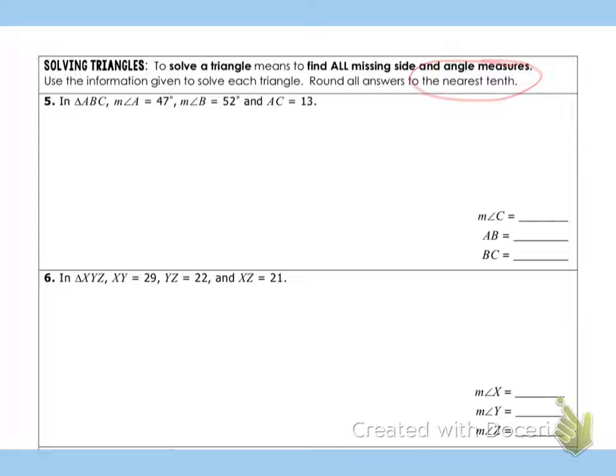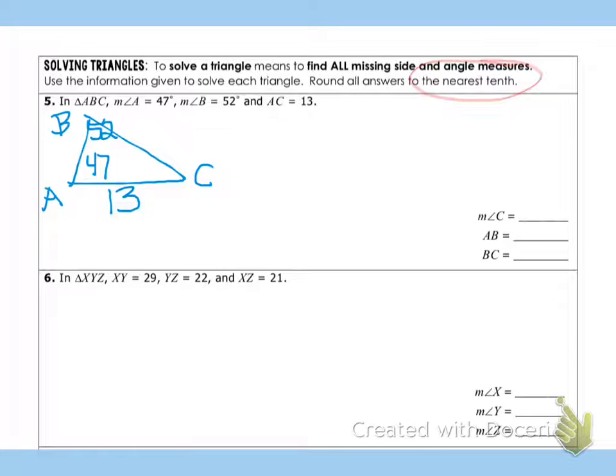So number 5 has a triangle called ABC. And it looks like they give us 2 angles and a side. And again, I really don't have any idea exactly what this triangle looks like given this information. So I usually just draw a random triangle and label it ABC. It's really for my reference only. They've told me that angle A is 47, angle B is 52, and that side AC, which is across from angle B, would be 13.